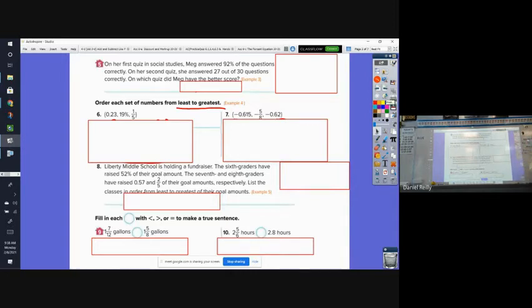Meg answered 92% of questions correctly on the second quiz. She answered 27 out of 30. Which one was the better score? 92% as a decimal, 0.92. 27 out of 30.